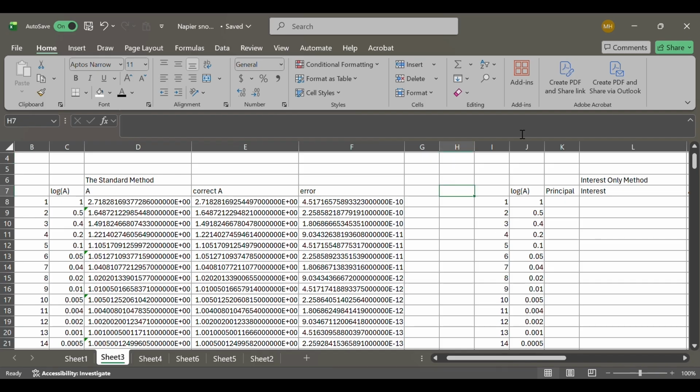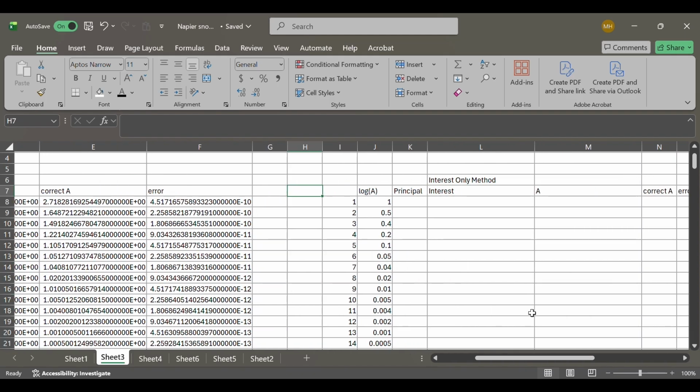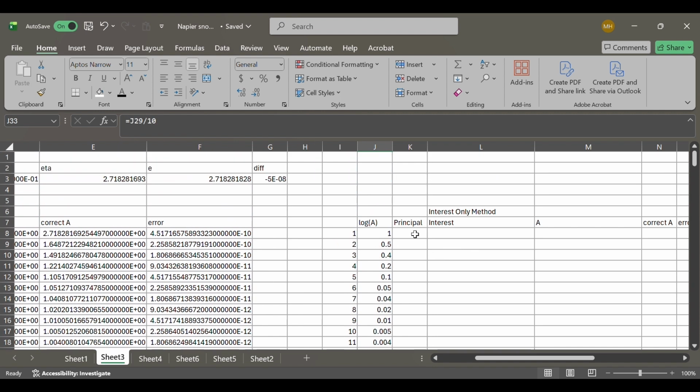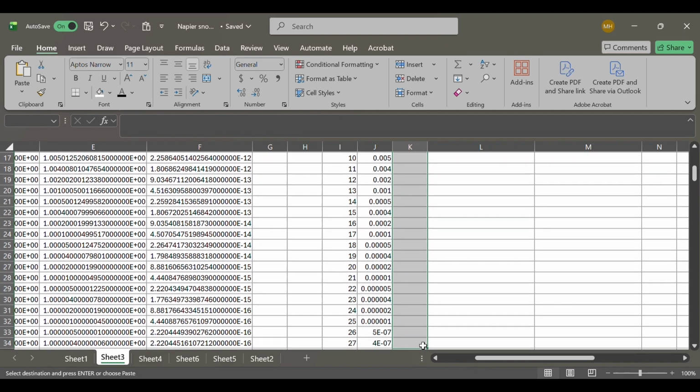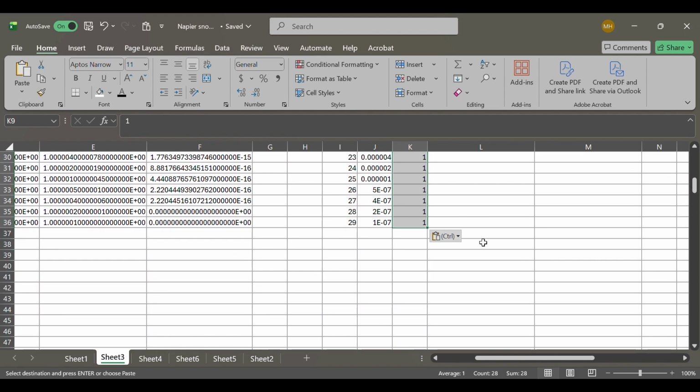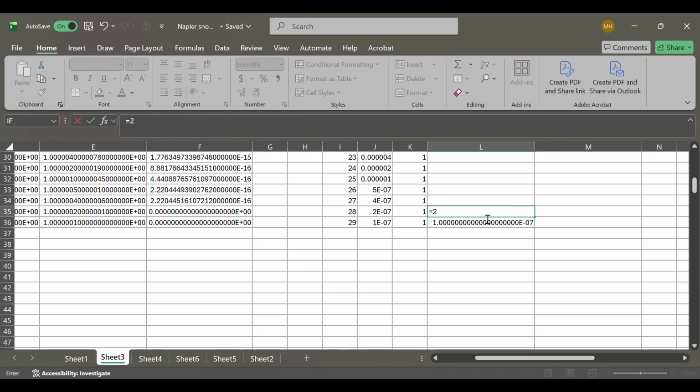Okay, so we're going to put these calculations side by side, and we're not actually changing the log of A column at all. But we're splitting the A into a principal and an interest. The principal is always 1. The interest will be R. 1 plus R is going to be A. R starts off as X, but then the next calculation is 2R plus R squared.